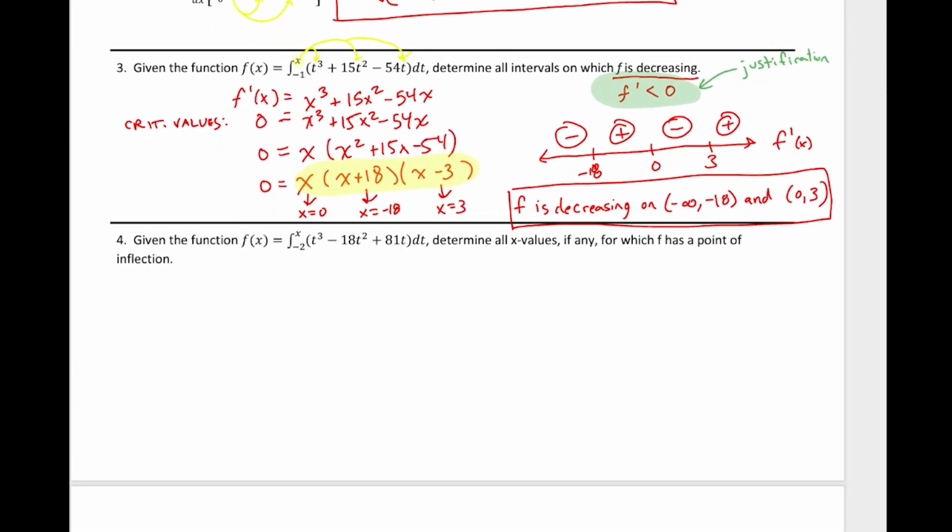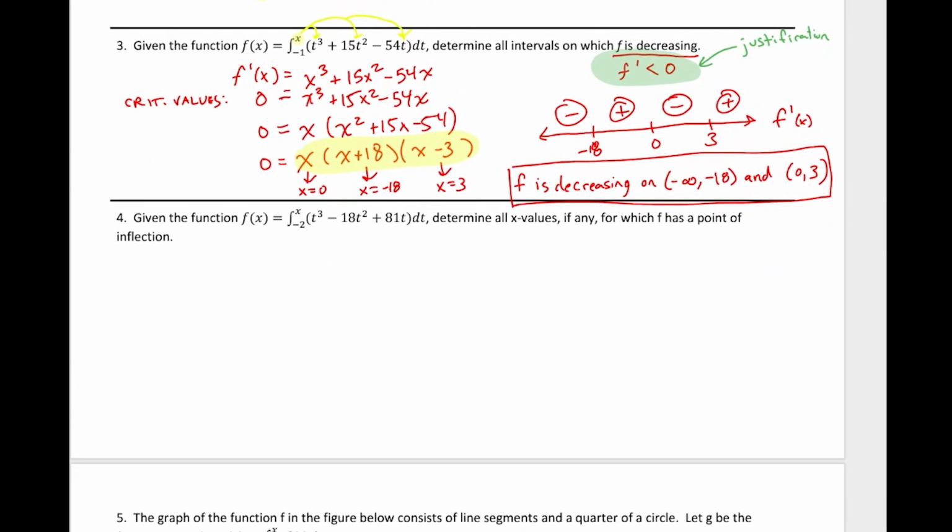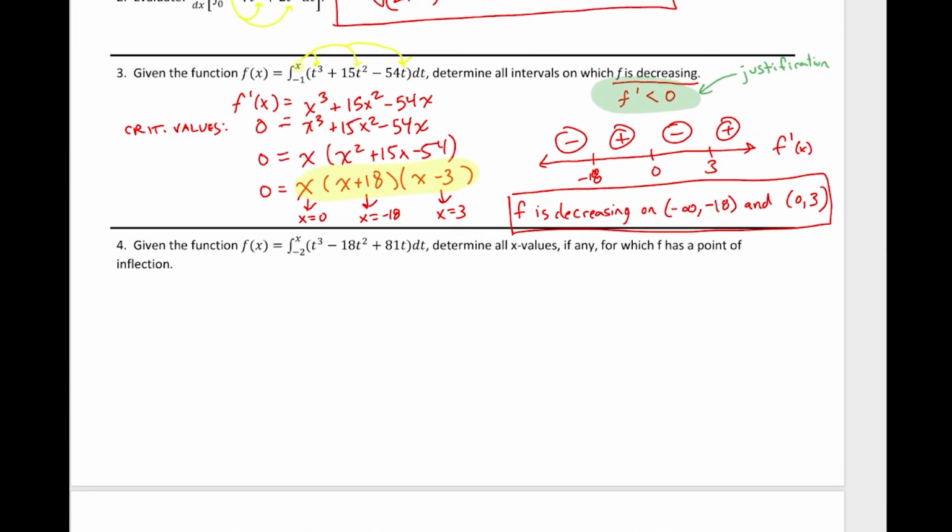Okay. Yeah, so let's take a look at number 4. It says, given the function f of x, and again, we have a function defined by an integral of t cubed minus 18t squared plus 81t. And it's saying determine all x values for which f has a point of inflection. Okay, so this was another vocabulary term that we talked about in the notes.